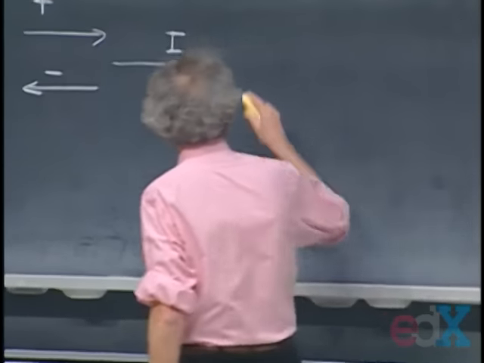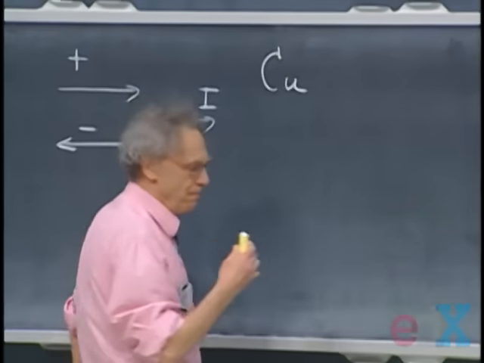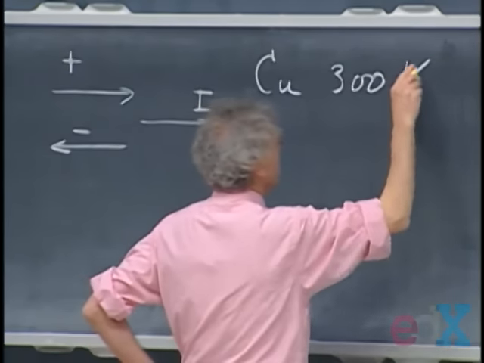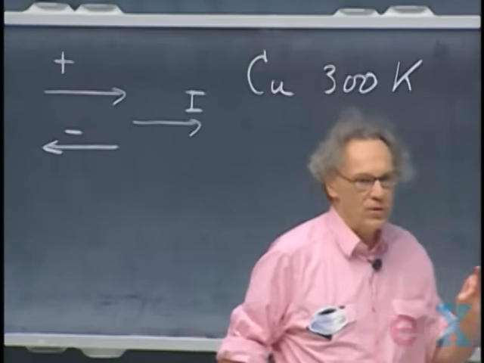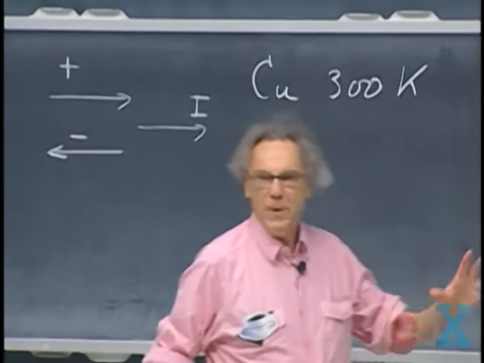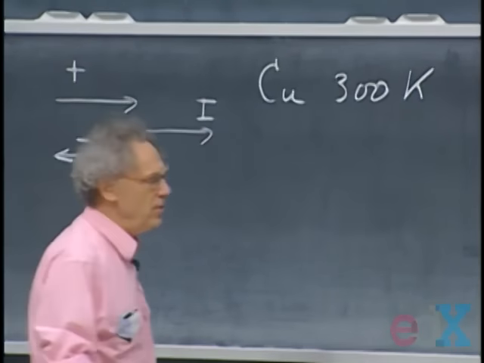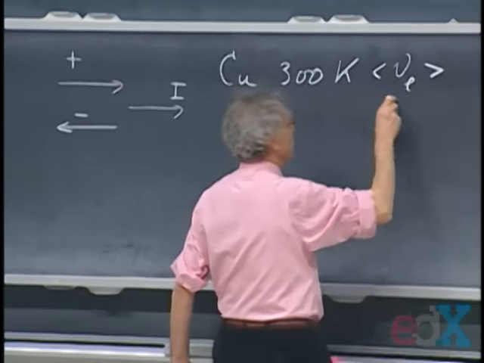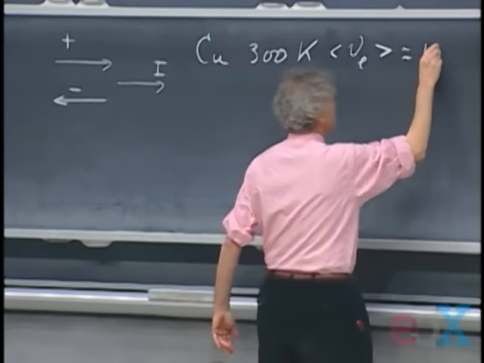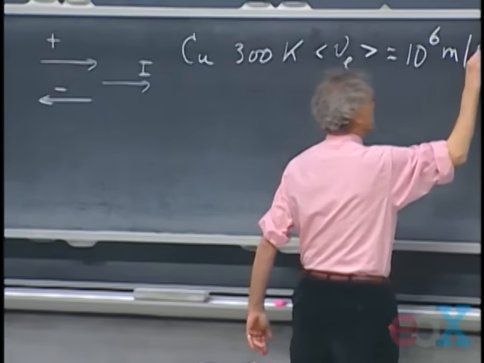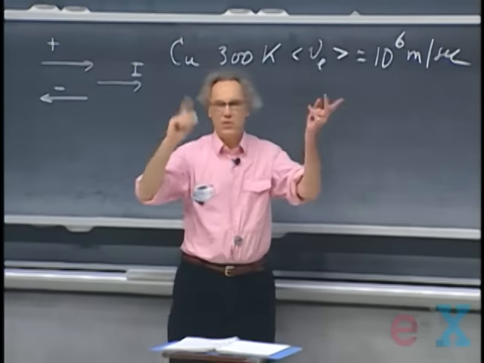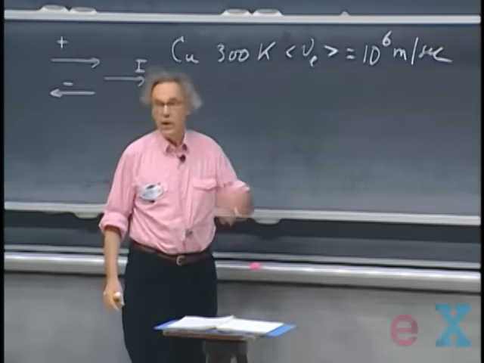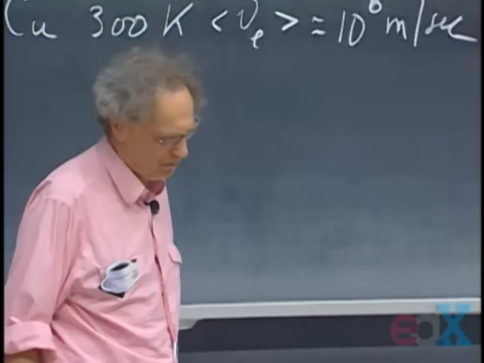If I start off with a conductor, for instance, copper, at room temperature, 300 degrees Kelvin, the free electrons in copper have an average speed of about 1,000,000 meters per second. So this is the average speed of those free electrons, about 1,000,000 meters per second. This is in all directions. It's a chaotic motion. It's a thermal motion. It's due to the temperature.